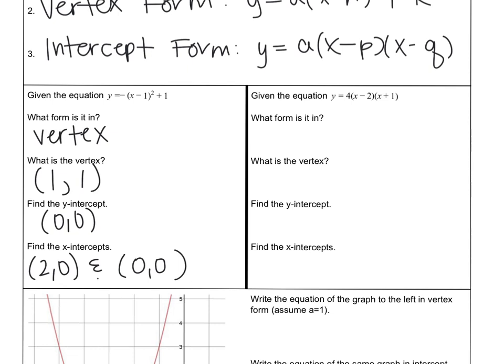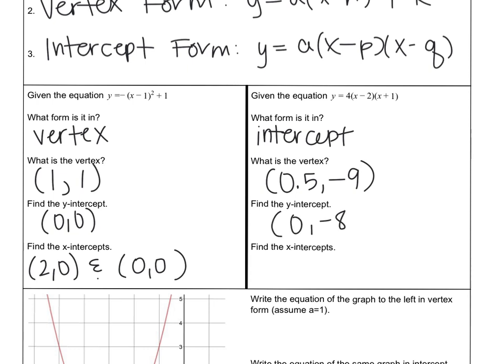Our next example is y equals 4, x minus 2, x plus 1. So this time we are in intercept form. Okay. So to figure out the vertex, we graph it in Desmos. The vertex is either that minimum or maximum point, depending on which direction your graph opens. So in this case, it's the minimum, which is at 0.5, comma, negative 9. We can also identify the y-intercept, 0, comma, negative 8.